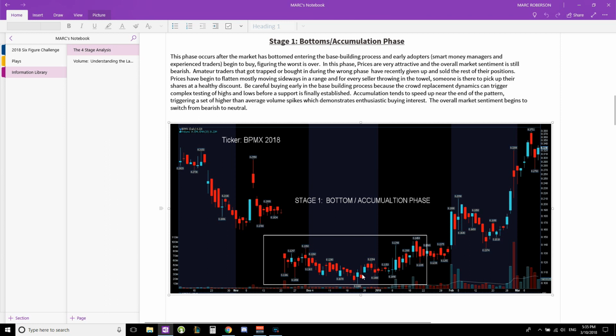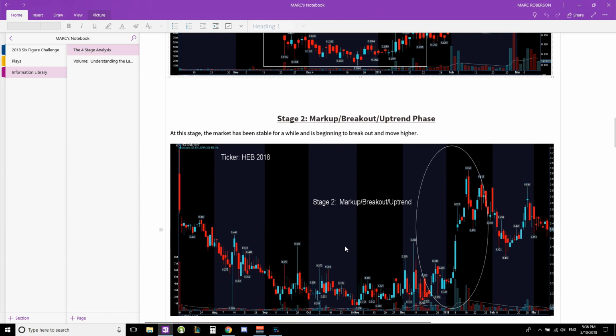For one, the reward ratio is definitely greater because you're already at the bottom. You've identified the bottom and you've bought at the bottom during the accumulation phase. So there's nowhere to go theoretically but up, right? So just be mindful of stage 1. Now, moving on to stage 2.